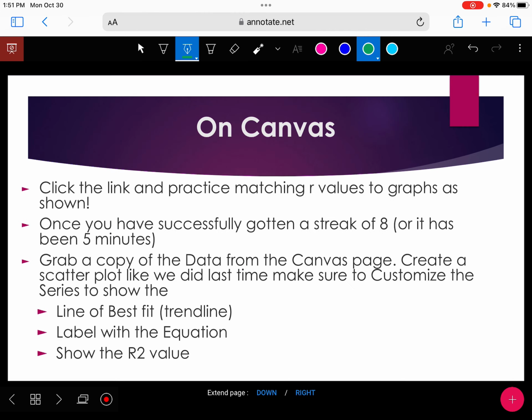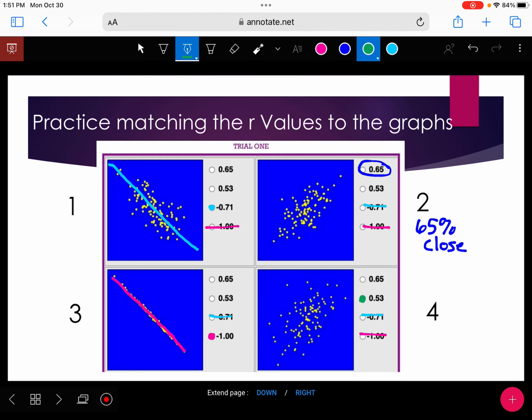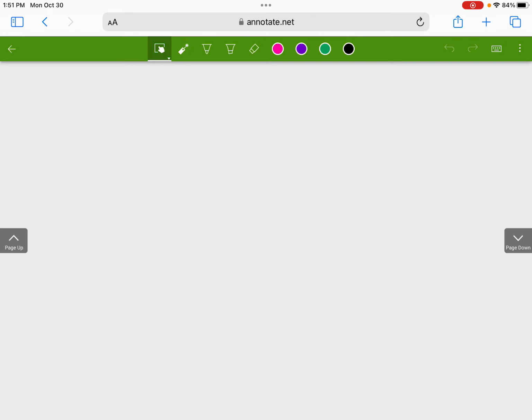If you go on Canvas, I want you to practice these, see if you can get 8 in a row. Like 8 graphs in a row. So take like 5 minutes and practice matching the R values to the graphs. It's on Canvas.